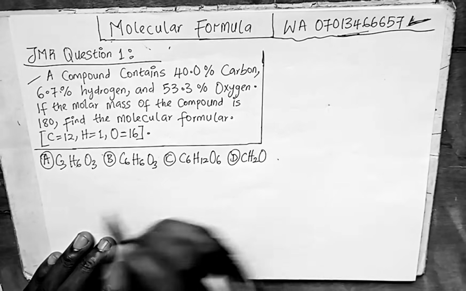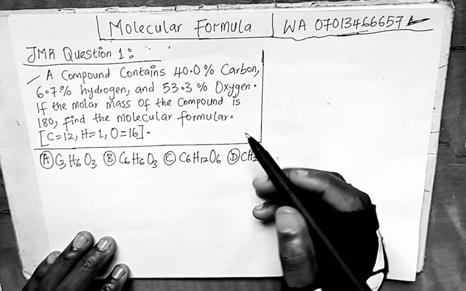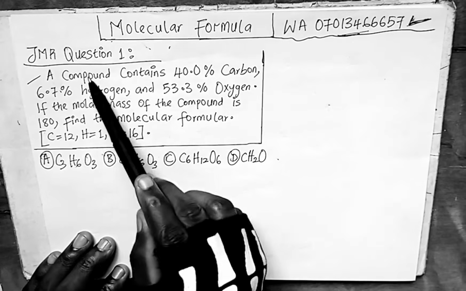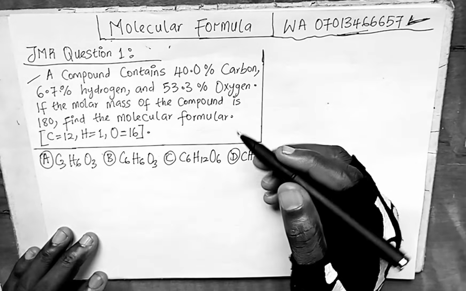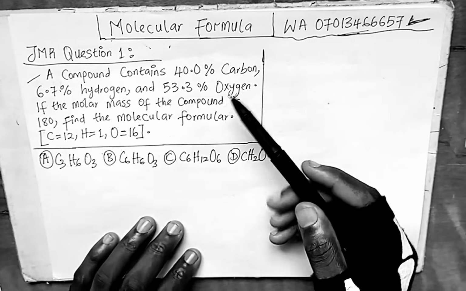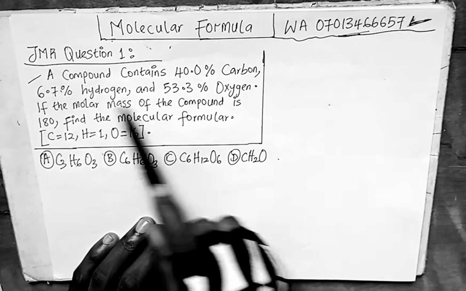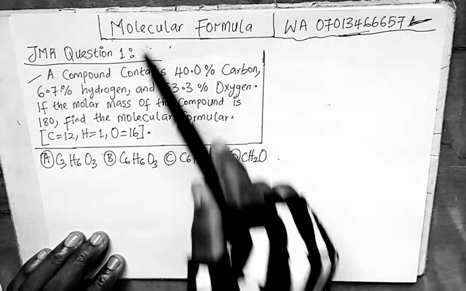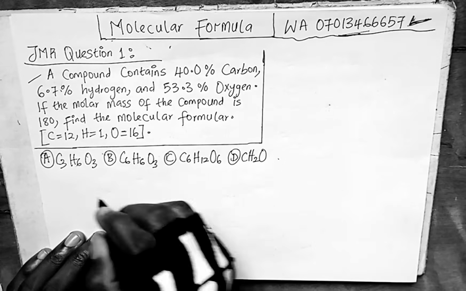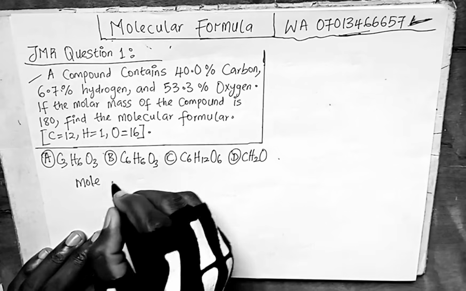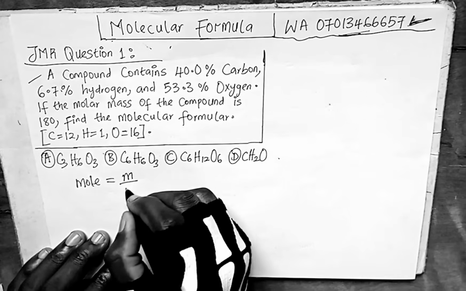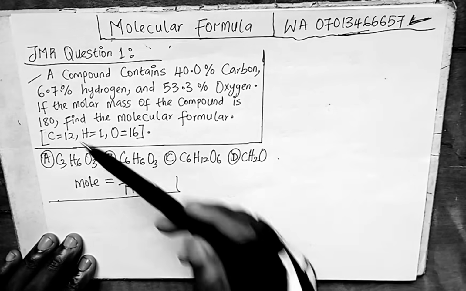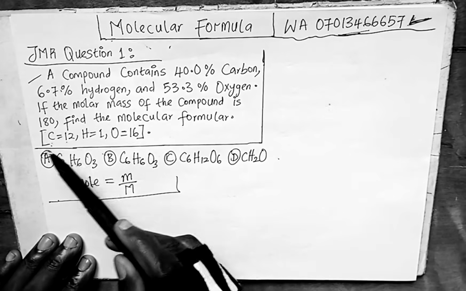So the first thing to do is to find the mole of each element in the compound, and it's very easy. So mole is equal to mass over molar mass, and here they gave us the masses in percentage. Now they give the masses for questions related to molecular formula or empirical formula. So mole is equal to mass over molar mass. So we have to find the moles of all the elements. How many elements? 1, 2, 3.